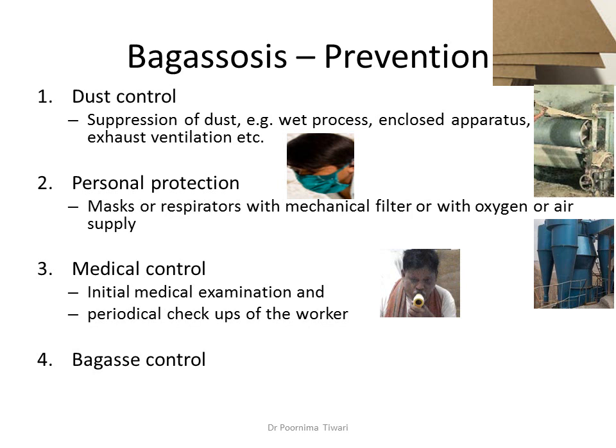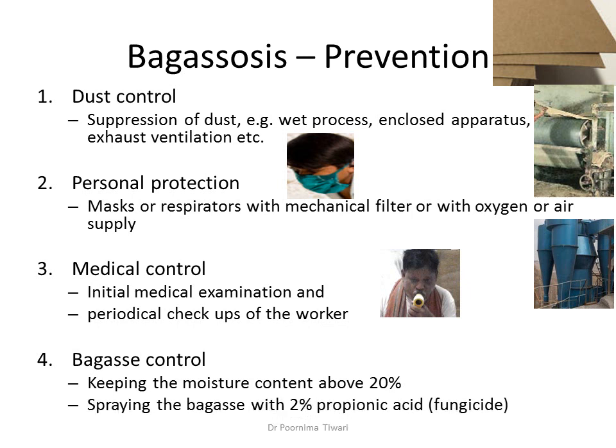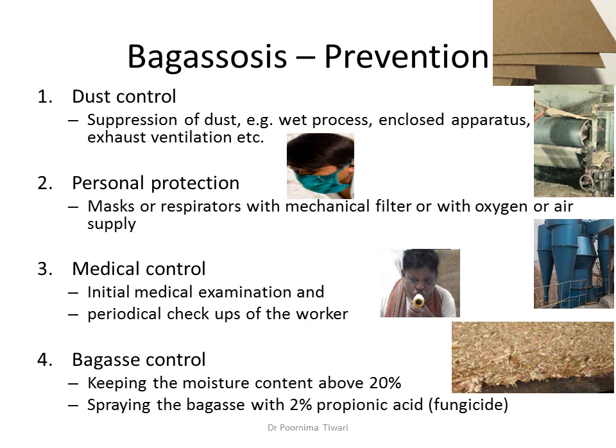Bagasse control can be keeping the moisture content above 20% so the dust would not blow, and spraying the bagasse with 2% propionic acid. This acts as a fungicide, and the particular fungus which causes bagasosis would not grow.